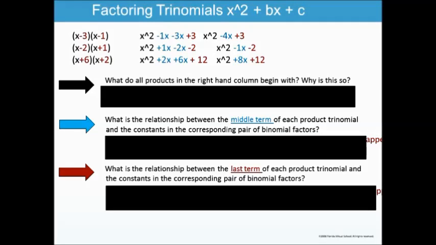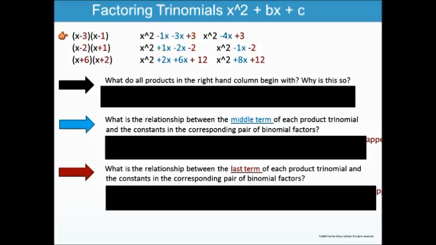Today we're going to be talking about factoring. Let's first think about what we already know about factoring. We know that when we're factoring, we're trying to find how to use multiplication to create a trinomial. Which factors could be multiplied together to create a trinomial?